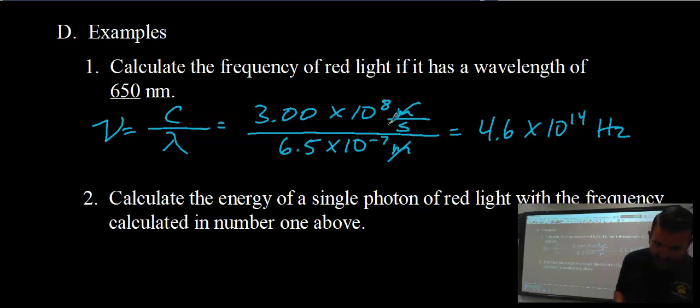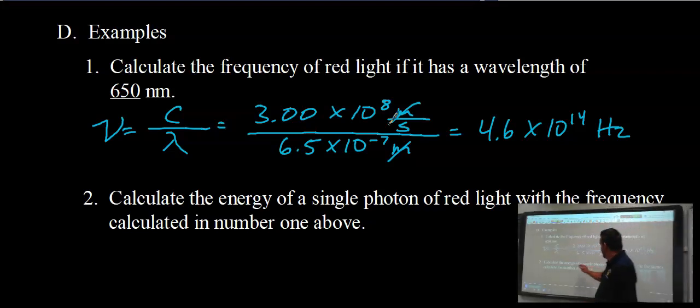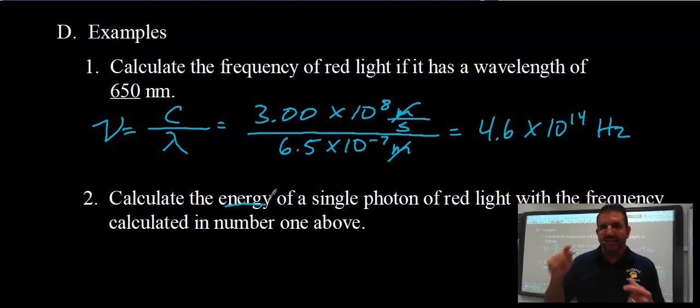Number 2, calculate the energy this time of a single photon of red light, the same one, with a frequency calculated in number 1. So again, this time we know the frequency, we know Planck's constant.